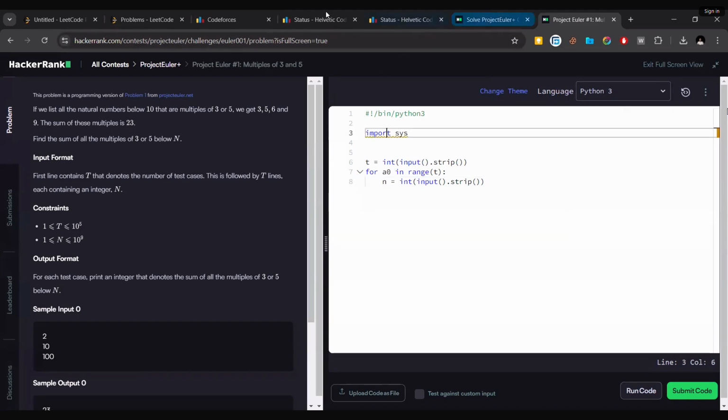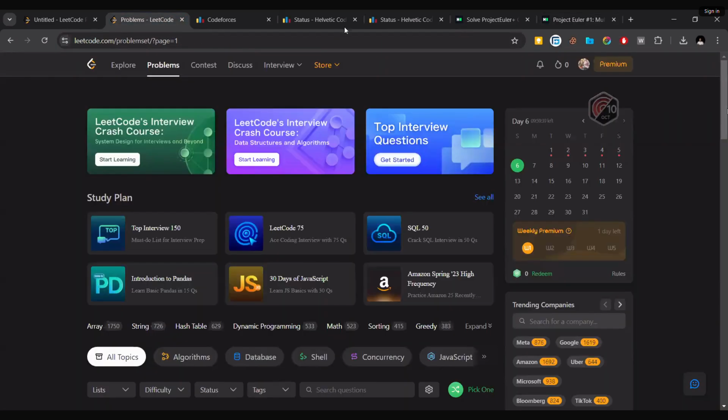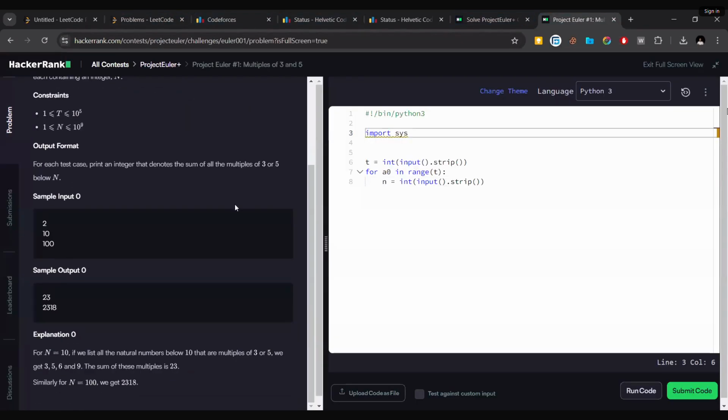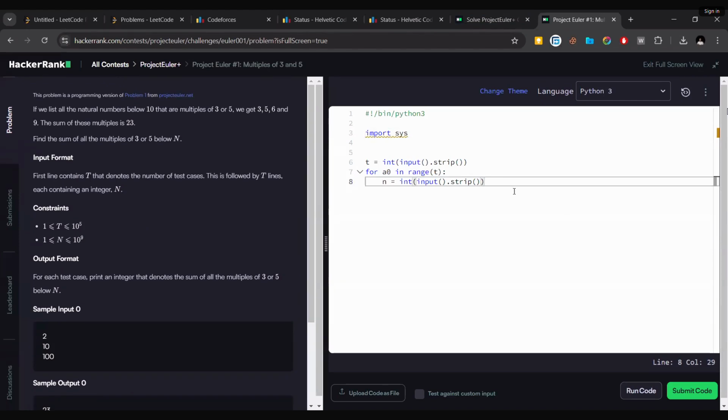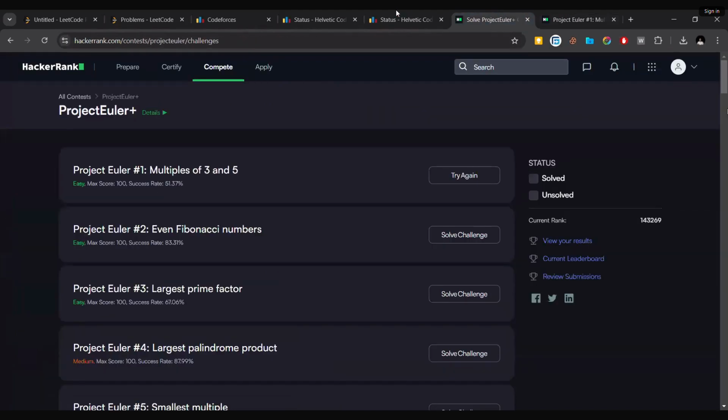HackerRank doesn't have those time constraints on how fast you are doing the competition. I don't mean how fast you are typing, but how fast the program executes. HackerRank generally doesn't look into that very rigorously. So this is a very good place to start, I think.